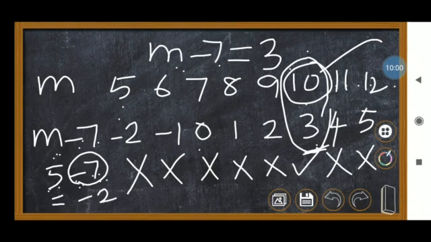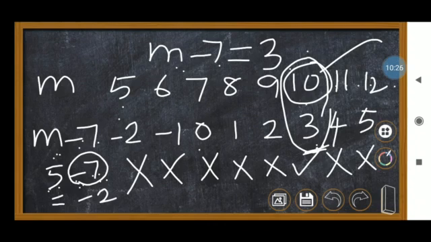Okay students, can you understand? First you have to take the values and substitute them. If the left hand side and the right hand side both come out equal, then you can predict that the number satisfies that equation.